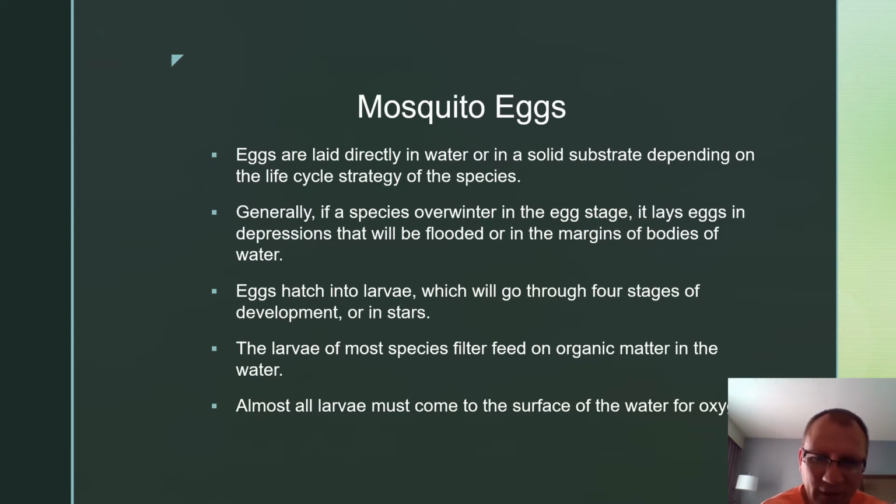Eggs will hatch into larvae, which will go through 4 stages of development, or instars. The larvae of most species filter feed on organic matter in the water. All larvae must come to the surface of the water for oxygen.